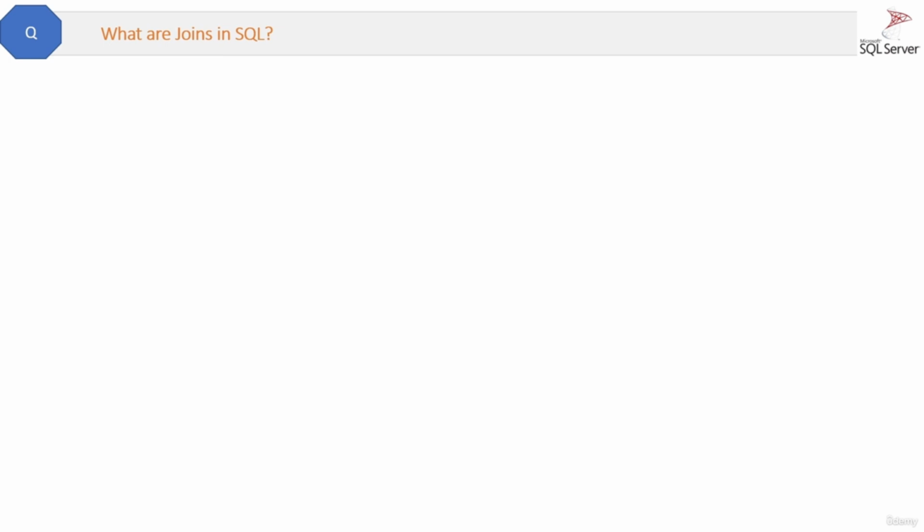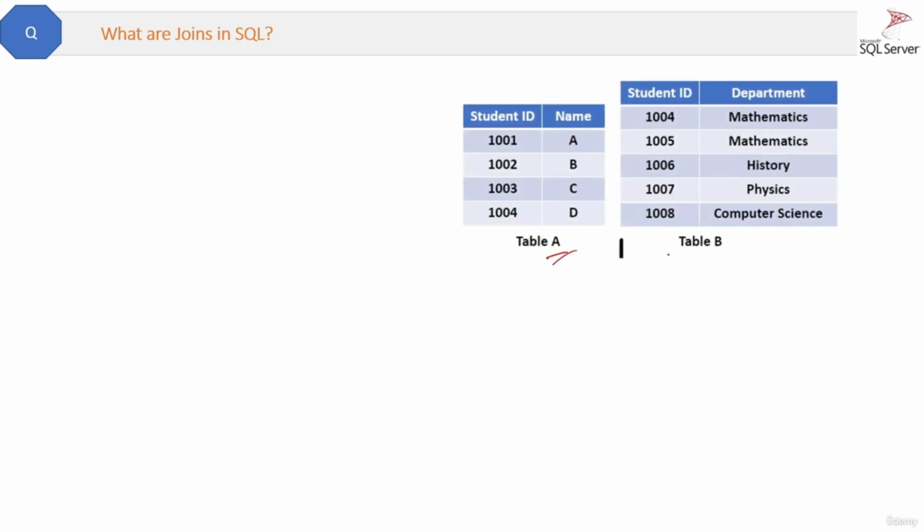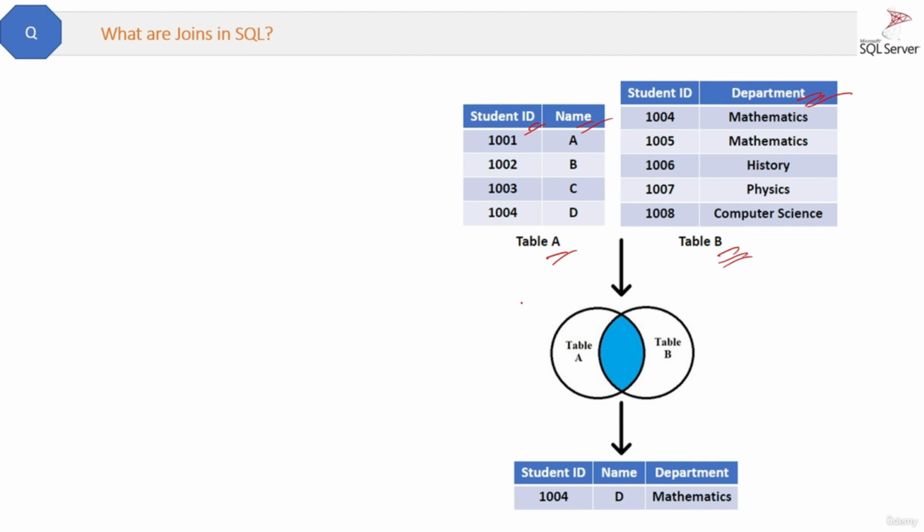What are joins in SQL? This is a very basic question and my funda is always to start from the basics only. So see, here we have two tables, table A and table B. Now suppose we want to get a result set with student ID, name and department column all together. For that we will use join. We will join these two tables like this and finally we will get the desired result like this.